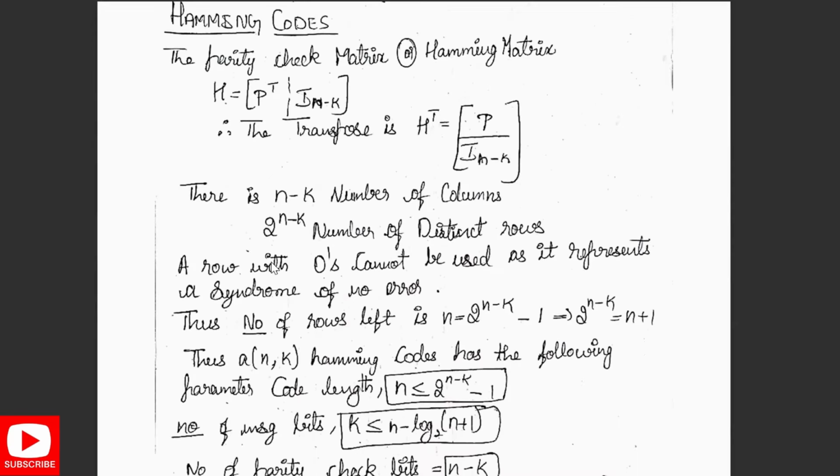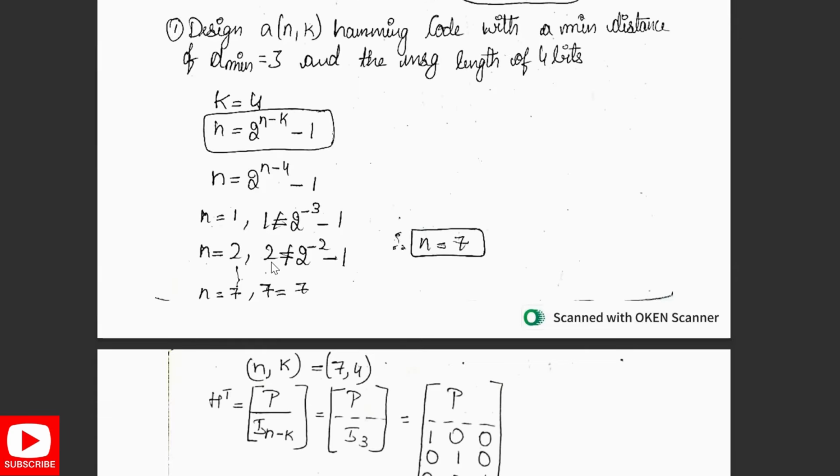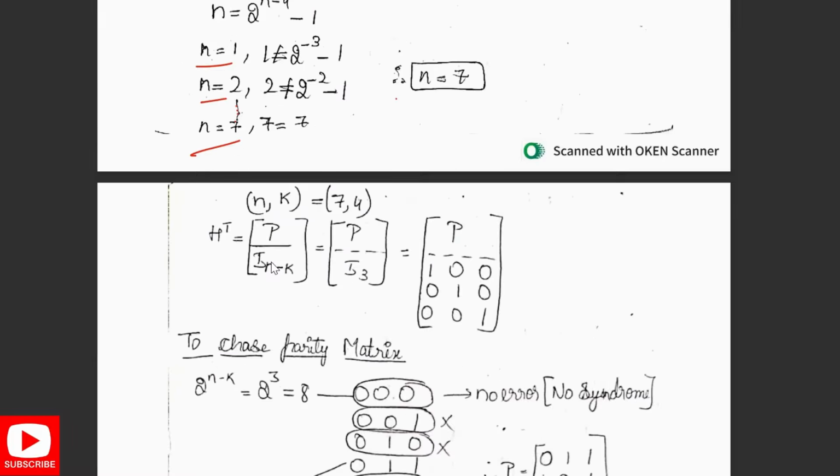Next comes the codes. Here we need to design an (n, k) Hamming code with minimum distance D minimum and a message of length 4 bits. So k is equal to 4, and n is given by 2 to the power (n minus k) minus 1. We try values until we get n as 7. So hence it is defined that (n, k) is (7, 4).